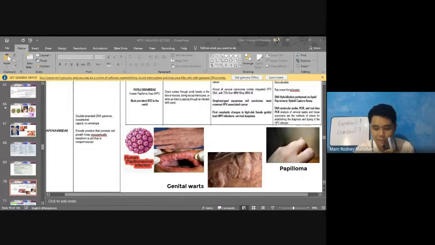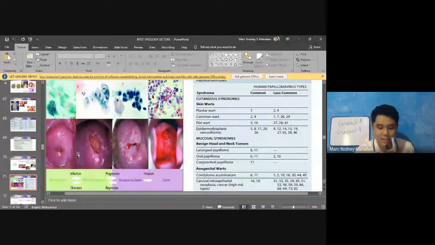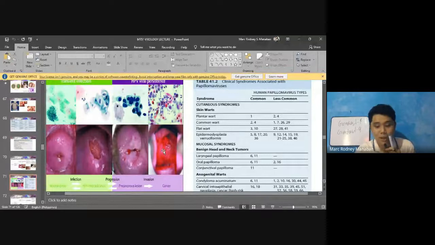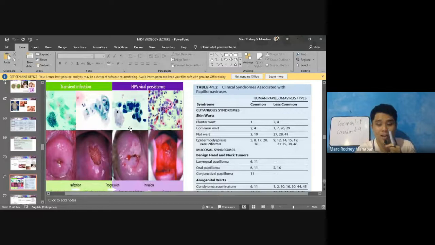So here's a picture of your cervical cancer. As you can see, it's already intense, your cervix bleeds, and there are additional tumor-like growths. And of course, on your pap smear, you look for koilocytes. The koilocytes, again, have a big halo and a small nucleus. And of course, cervical dysplasia, which are abnormal cells.